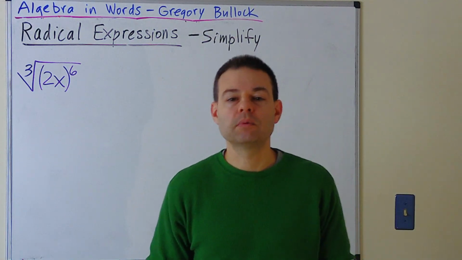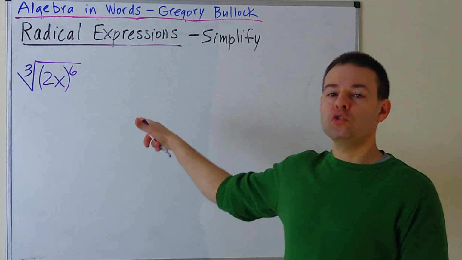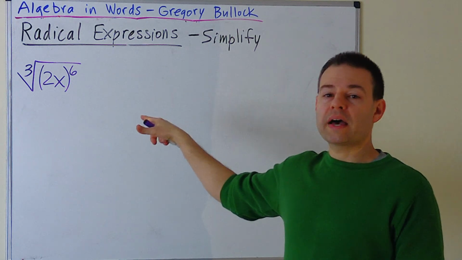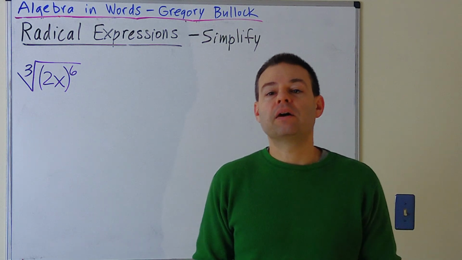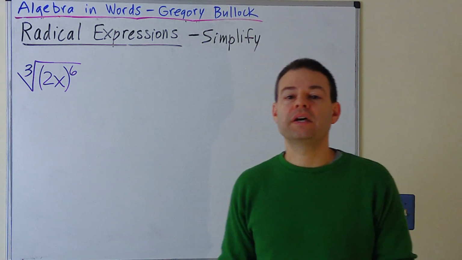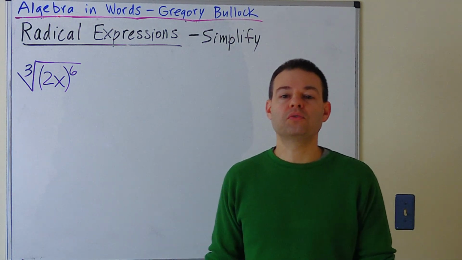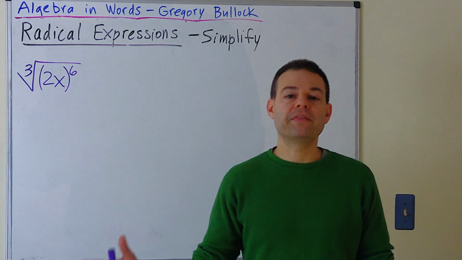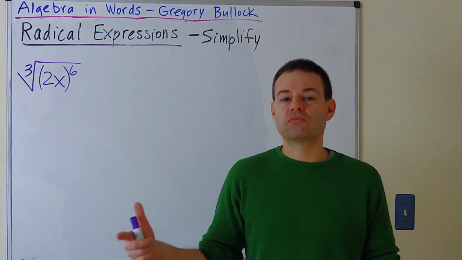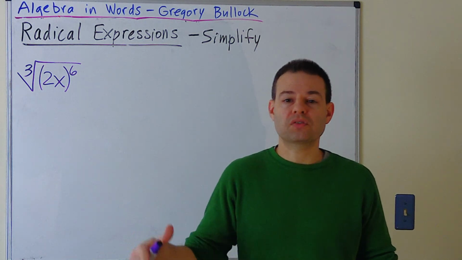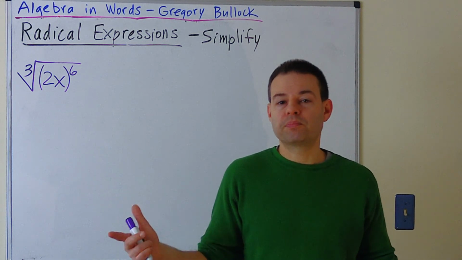I have another problem up on the board. The cube root of (2x) raised to the power of 6. Now, this one's a little different because unlike the ones we just looked at, where I told you that if the root and the power are the same, it equals the base, in this case the root and the power are not the same. One's 3, one's 2. So I'm going to show you how to do that.